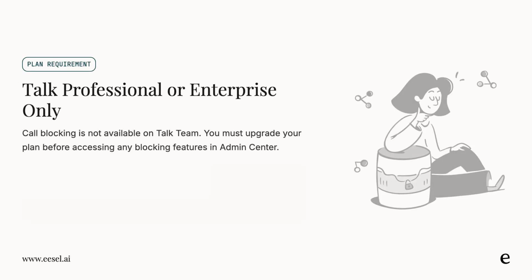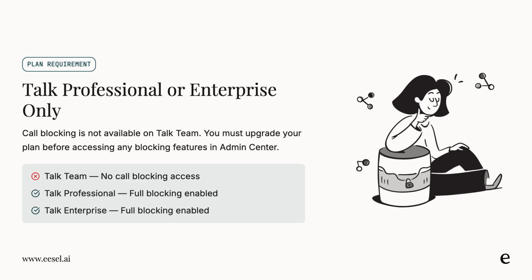Before you configure anything, check your plan. Call blocking is only available on Talk Professional or Enterprise. It's completely absent from Talk Team. If you're on Team, you'll need to upgrade before any of this applies to you.